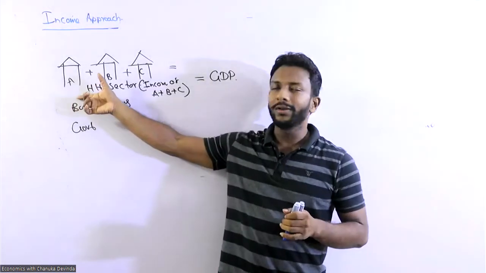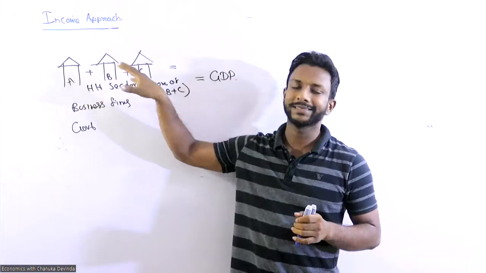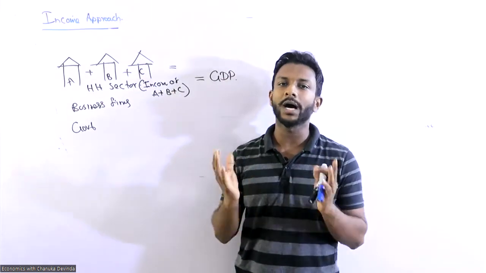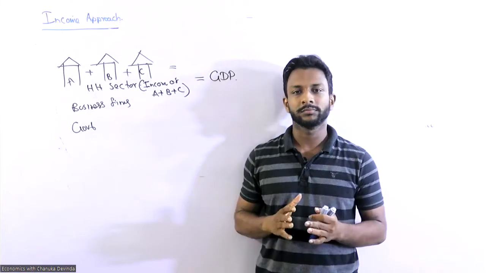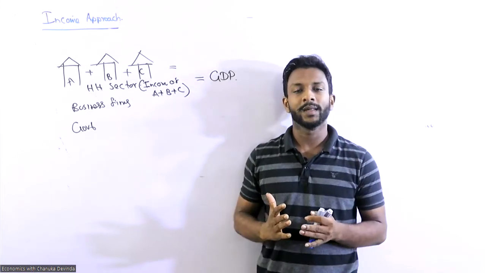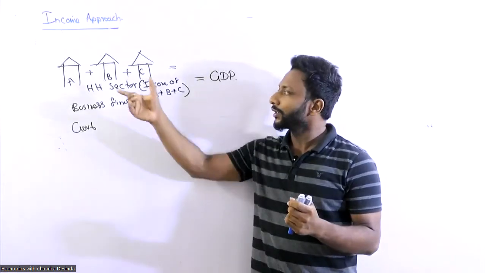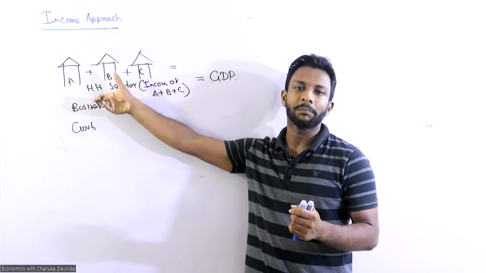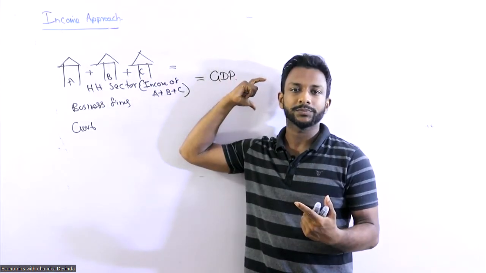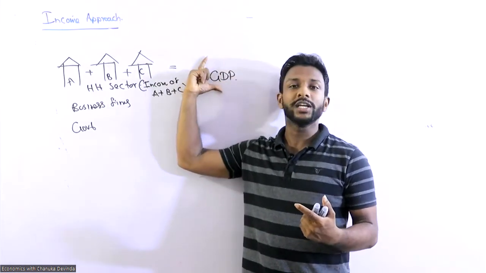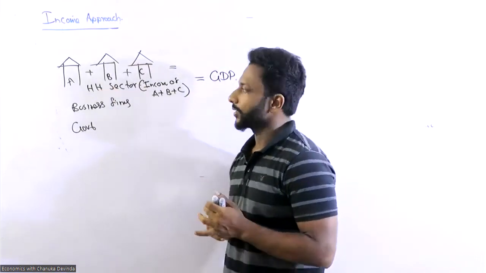If we add all these A, B, C incomes, A's income and B's income and C's income, all the personal income or all the household income, should it be equal to GDP or not? It's not. Why? Already we know there are some elements which are included in the household sector but not included in GDP, and there are some elements that are included in GDP but not included in the household sector, right?